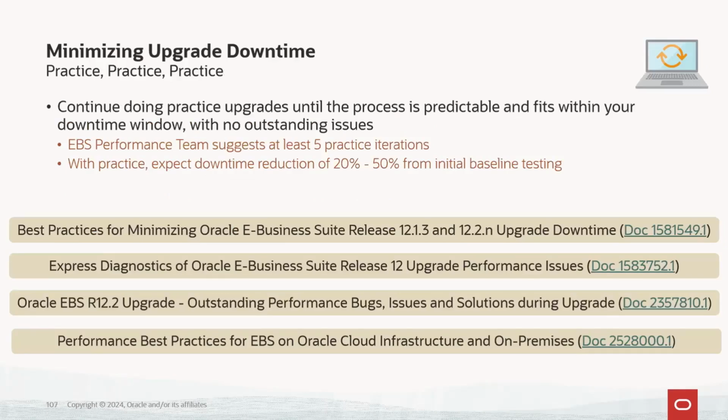Finally, there's no substitute for practicing the upgrade, practicing it as many times as needed until you can ensure that the process is predictable and that it will fit within the downtime window you've been given by your business with no outstanding issue. In general, the performance team suggests that people should plan on something like 5 practice iterations. And they note that you shouldn't get discouraged if during your initial iteration, the downtime seems to take longer than you might expect. That's basically going to go down substantially via your testing.